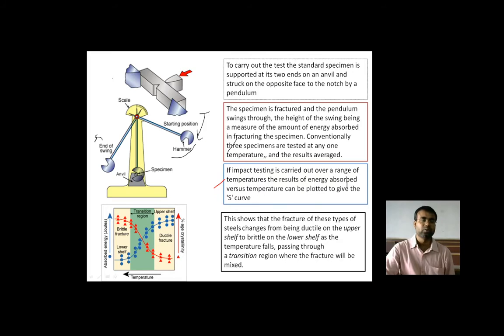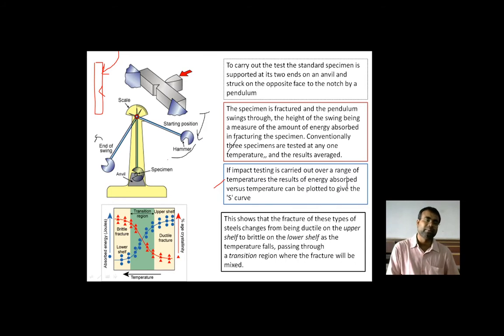But in the IZOD test, what is happening? The specimen is placed like this, and there is a notch here, and the striking of the hammer is in the front. The notch in the IZOD is in front of the hammer, but in the CHARPY, the notch is behind the striking of the hammer. That is how the test result of the material varies.